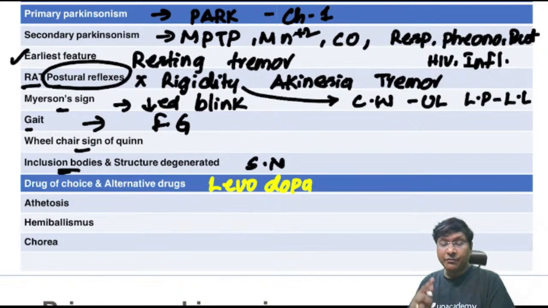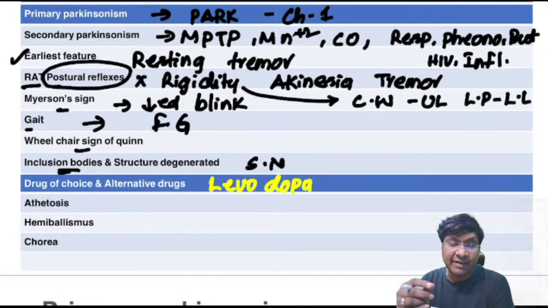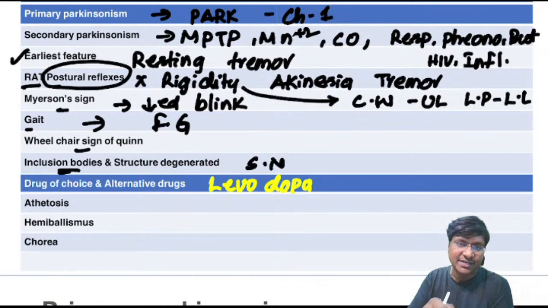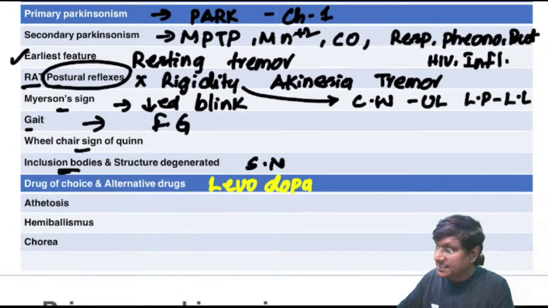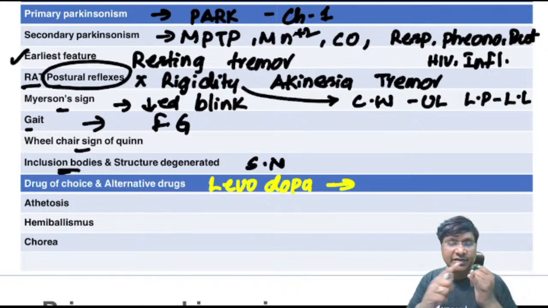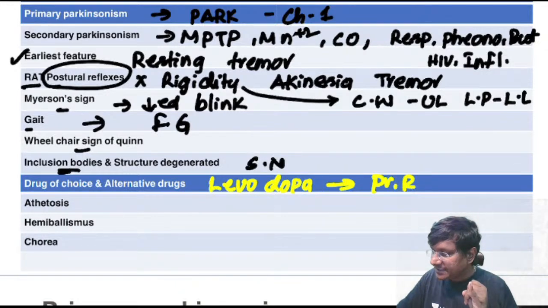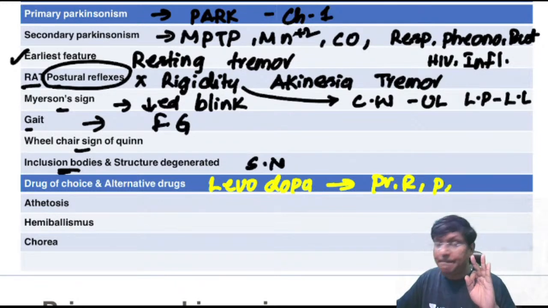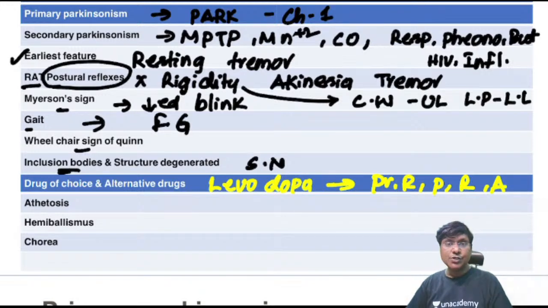Wherever the individual is having involuntary movements, levodopa is associated with levodopa induced dyskinesia. So where there is a tendency of dyskinesia or involuntary movement, then in place of levodopa you should give the dopamine agonist. And among these dopamine agonists, we have many drugs, like pramipexole, ropinirole, pergolide, rotigotine, and amantadine. These are the alternative drugs, but the first line drug will be levodopa only.